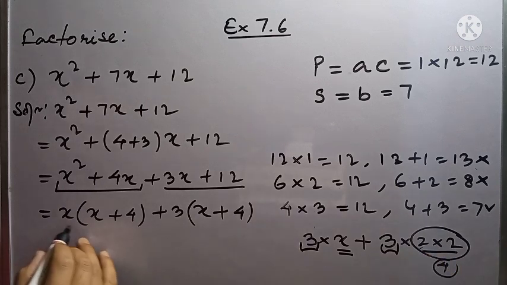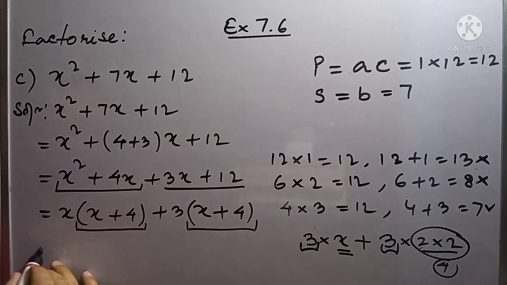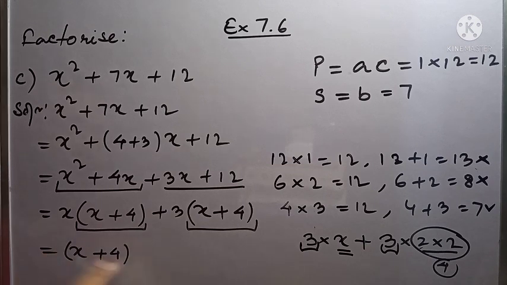And in the next step, again, you find here x plus 4, again x plus 4. So you'll be writing here x plus 4 whole. That means we are going to take common. What is that? X plus 4. Remaining is x plus 3. So here x plus 3.